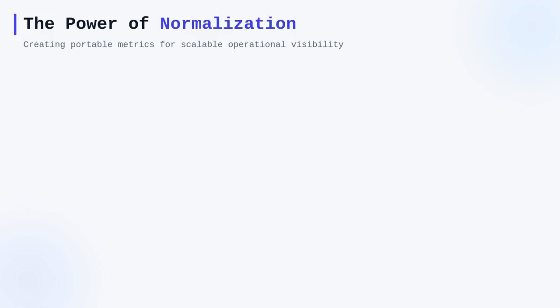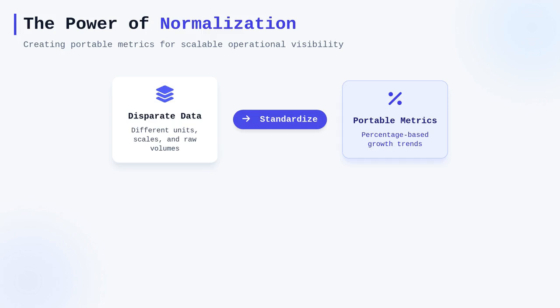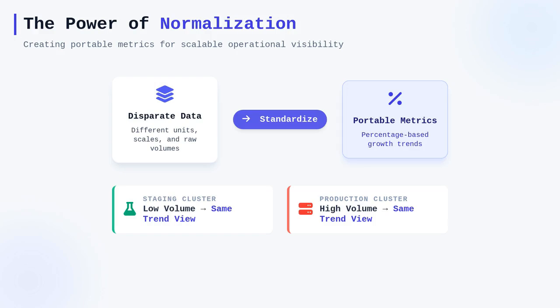Normalization is also a powerful technique for analyzing growth trends across disparate data points that exist in different units of measure. When you standardize these values into percentages, you create highly portable metrics that do not depend on the specific scale of the workload. This is especially useful when constructing dashboards intended for diverse environments, such as staging clusters versus production clusters. A panel configured to show a percentage-based growth trend will function identically in both environments, even if the raw volume of events in production is magnitudes higher than in the staging environment.